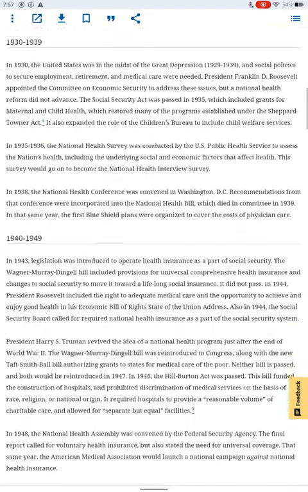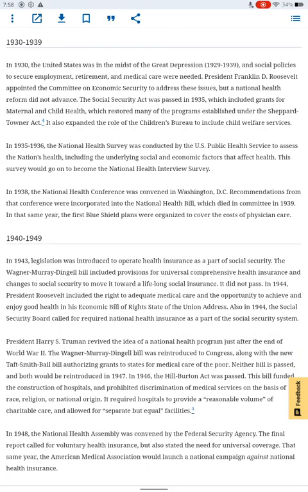1930 to 1939. In 1930, the United States was in the midst of the Great Depression, 29 to 39, and social policies to secure employment, retirement, and medical care were needed. President Franklin D. Roosevelt appointed a Committee on Economic Security to address these issues, but national health reform did not advance. The Social Security Act was passed in 1935, which included grants for maternal and child health, which restored many of the programs established under the Sheppard-Towner Act. We will read through that later. It also expanded the role of children's bureaus to include child welfare services.